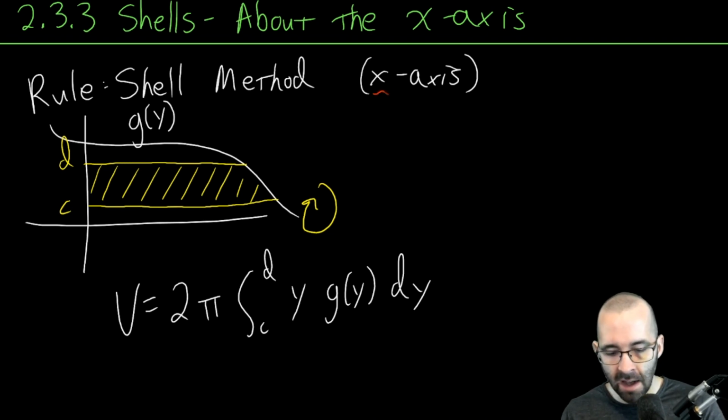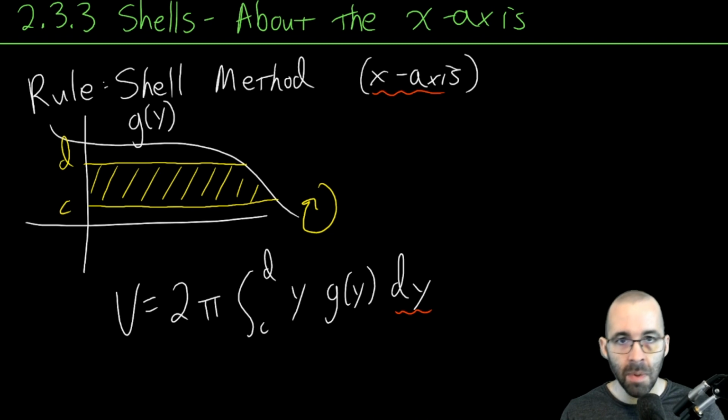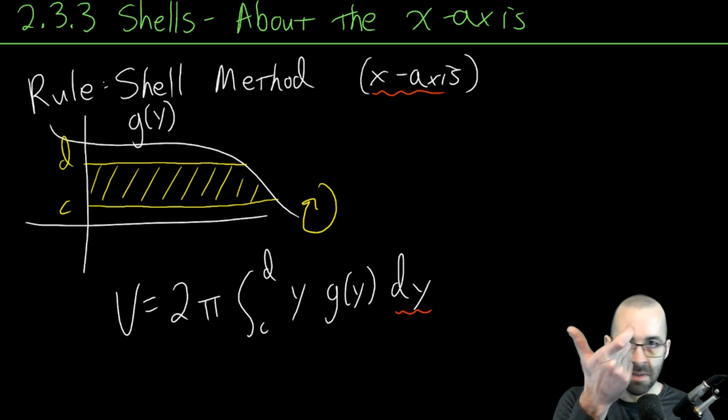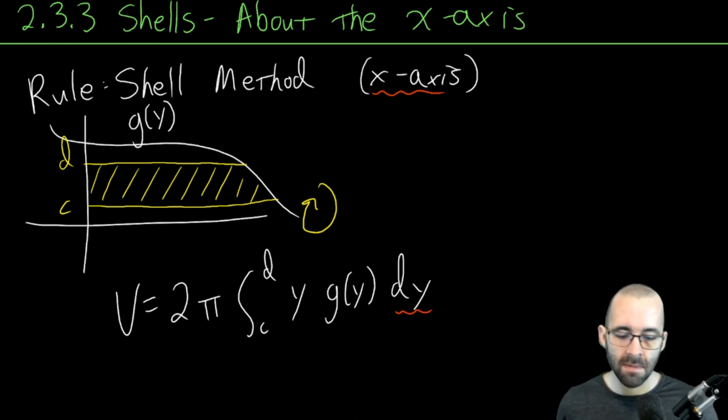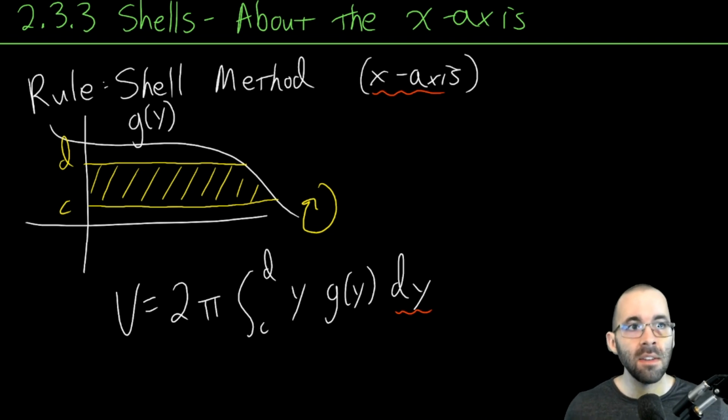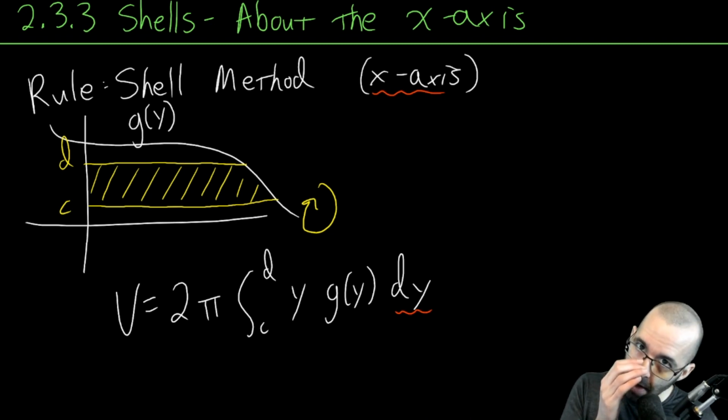So if it's about the x-axis, we put it in terms of y for the shell method. Disk method, they're always matching. Shell method, they're always opposite. And again, you could derive these methods if you remember the pictures. Disk method is a bunch of circles. Shell method is a bunch of cylinders, hollow cylinders, cylindrical shells.